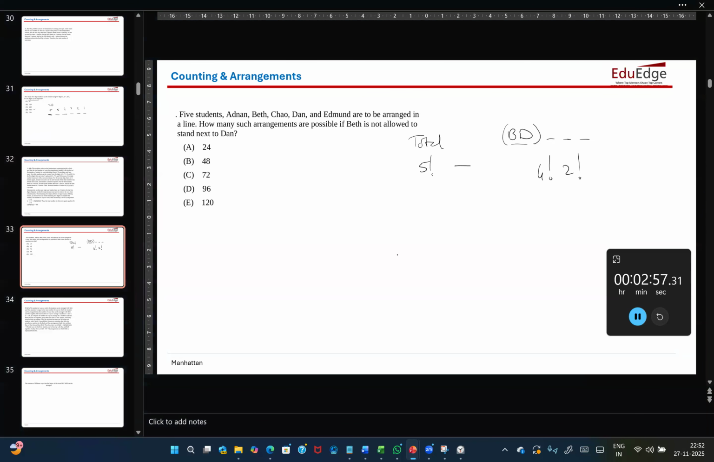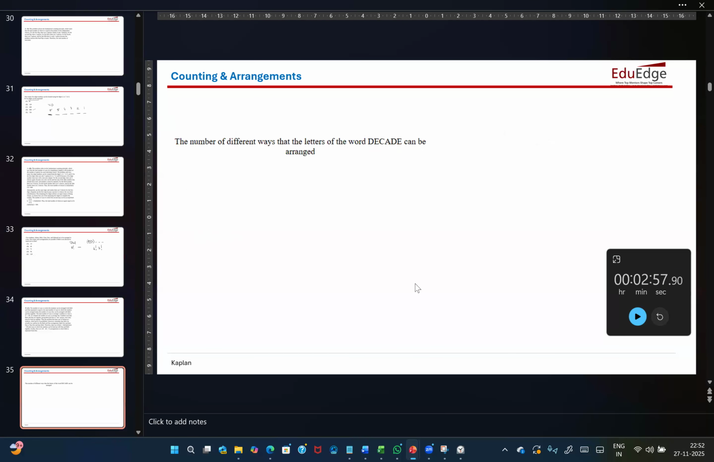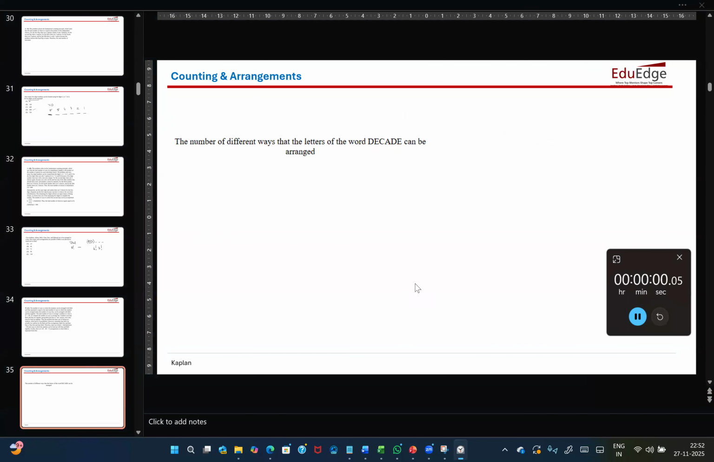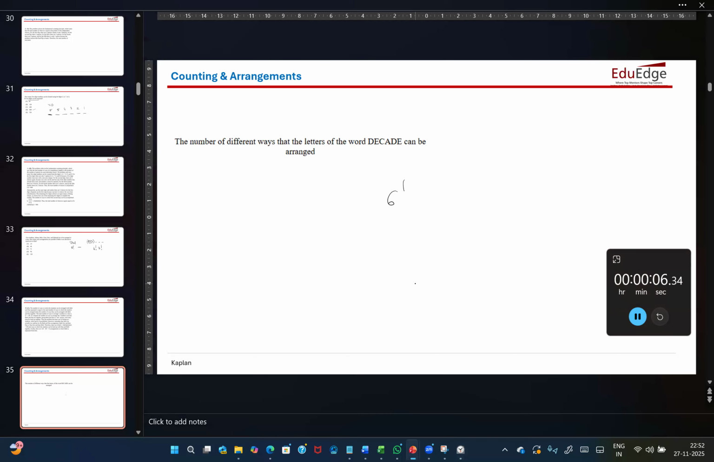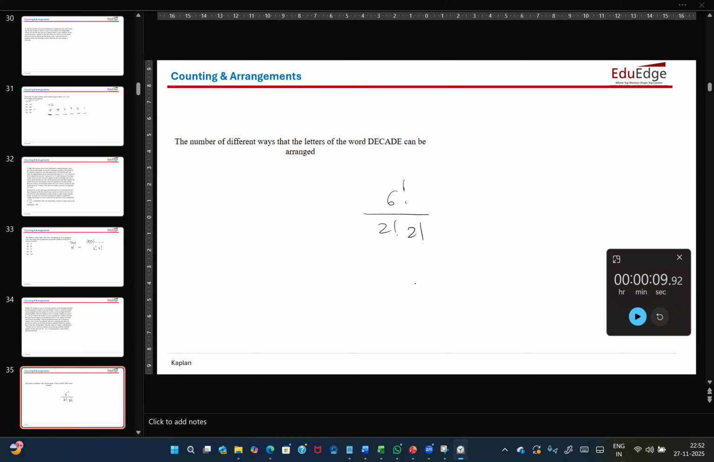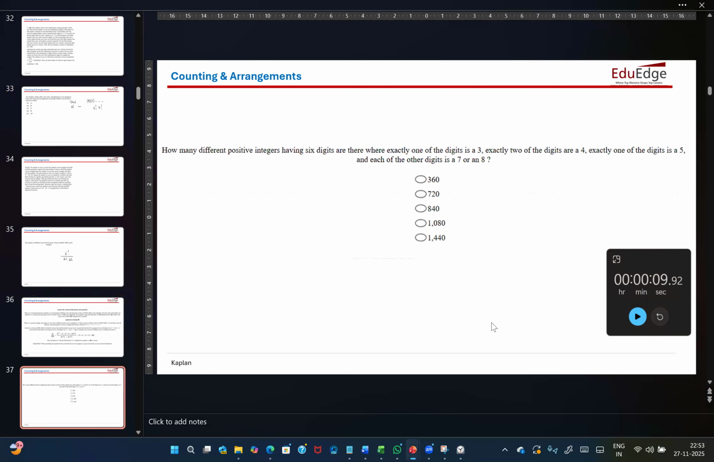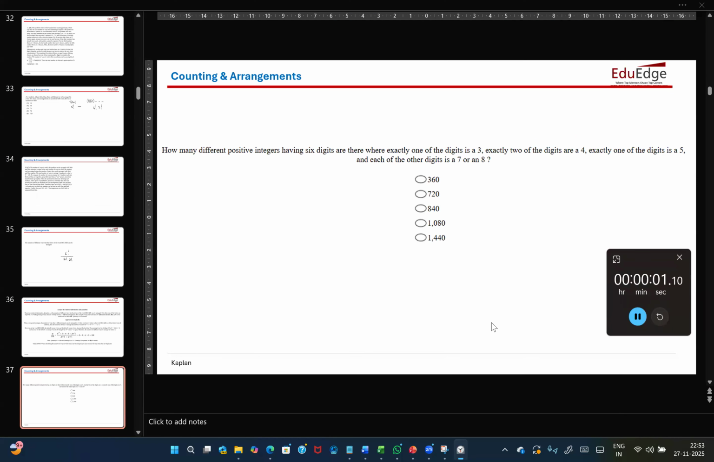Now this should be easy. That can be arranged in 6 factorial upon 2 factorial and 2 factorial. Easy. Now you're going to solve probability in 10 seconds. If questions like this come, I'll be very happy. Okay, now this one is tricky.